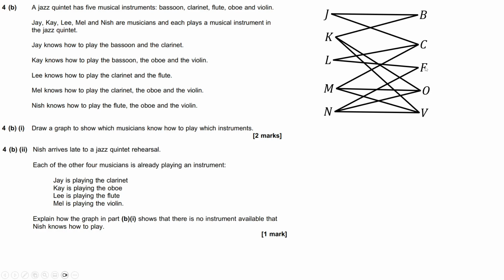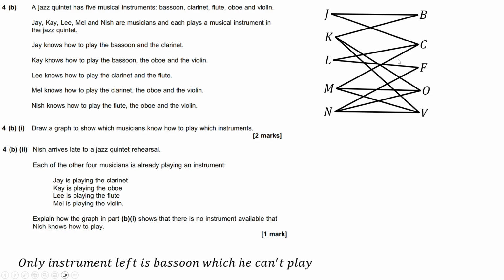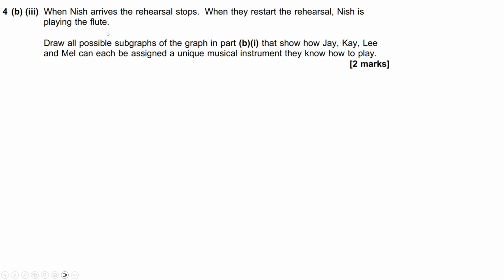And then for this connection, K is the only one playing it, so KO stays in. So MO goes away and NO goes away. And then you just repeat that for all of them, and you'll notice that afterwards, once you get rid of all of those unnecessary arcs, after people have already started playing their instruments, the only instrument left is the bassoon, which Nish doesn't know how to use because N doesn't connect to B. He doesn't know how to play that instrument.